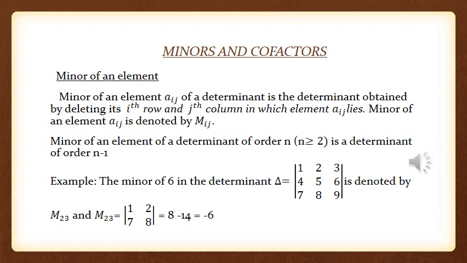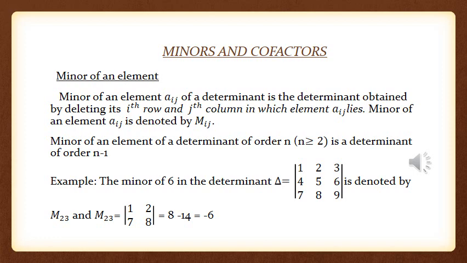See one example. The minor of 6 in the determinant delta equal to 1, 2, 3, 4, 5, 6, 7, 8, 9. We need the minor of element 6. So just delete that row and that column where 6 lies. Then we get the determinant 1, 2, 7, 8. This you expand, because we already studied 2 by 2 determinant expansion. So it is 8 minus 14, which is equal to negative 6.